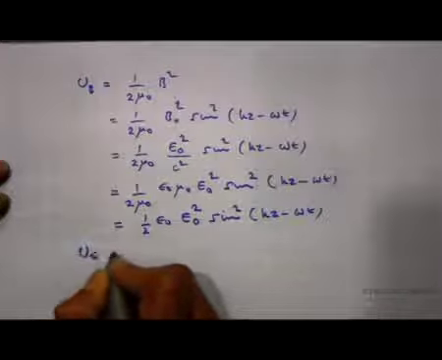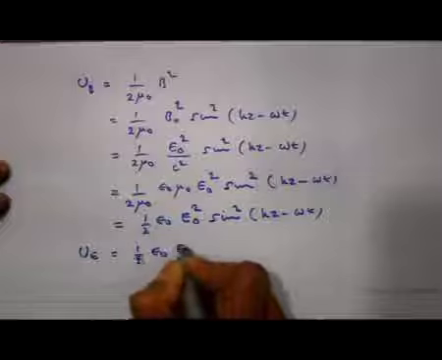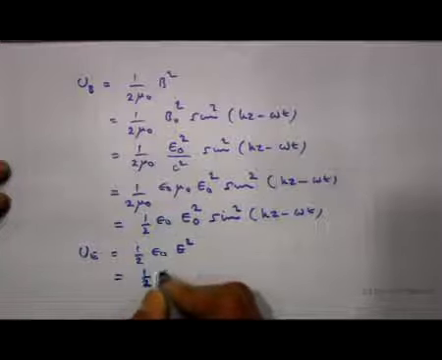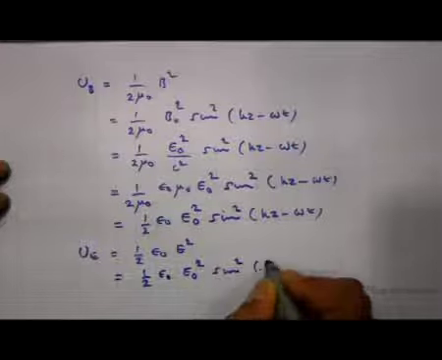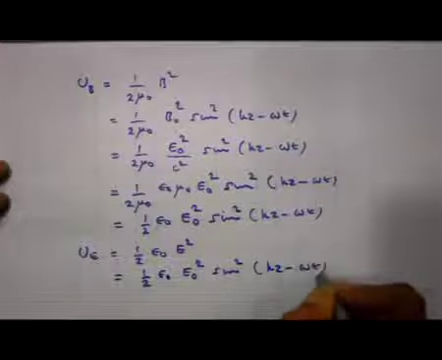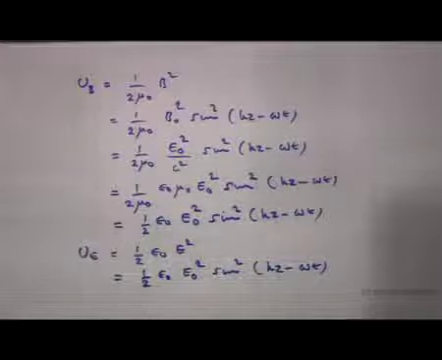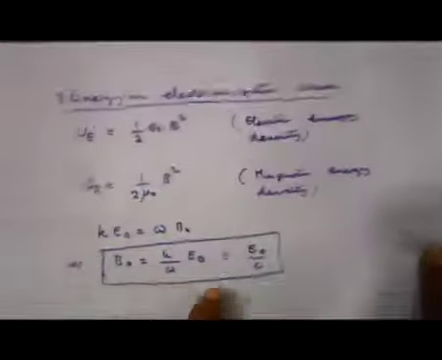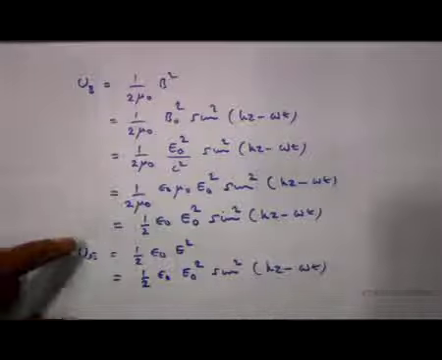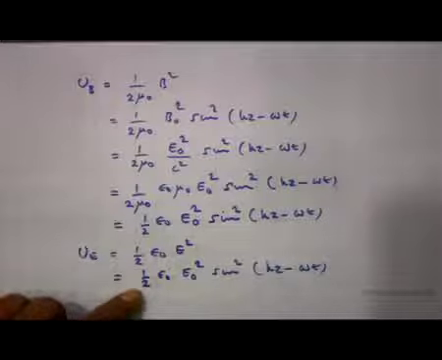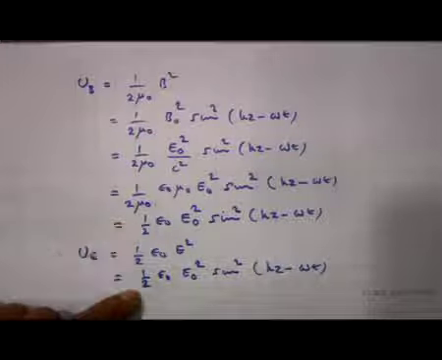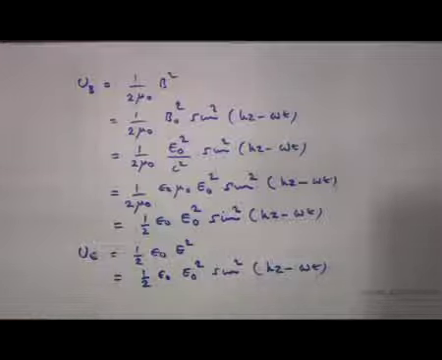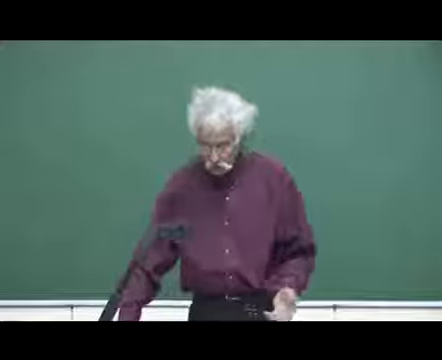The electric energy density is 1 by 2 epsilon 0 E square, which is nothing but 1 by 2 epsilon 0 E naught square sin square (k z minus omega t). So, you see that because of this relationship B naught is equal to E naught by c, the energy density of the electric field in the electromagnetic wave and the energy density of the magnetic field in the electromagnetic wave are exactly equal. Both are equal to half epsilon 0 E naught square sin square (k z minus omega t). So, the electromagnetic wave as it propagates is carrying this energy.